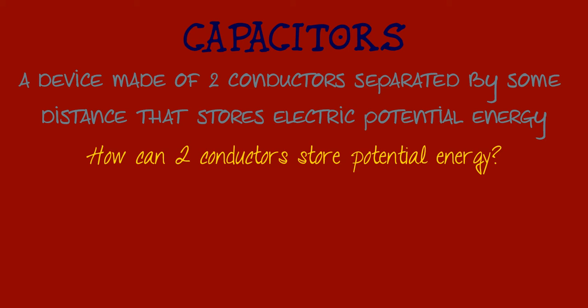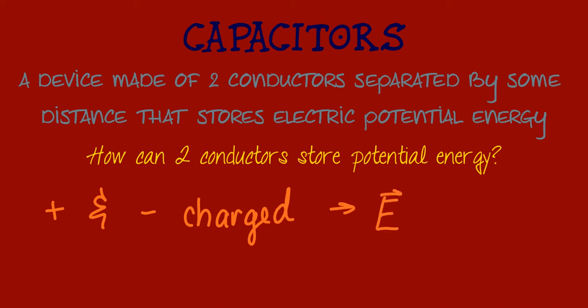So how exactly is this done? How is it that two conductors could store electric potential energy? Well, you already heard me talk about how these two conductors are charged. They become charged, meaning that one will become positively charged and one will become negatively charged. And so, if one is positively charged and one is negatively charged, that tells me that there will be an electric field between these two conductors.